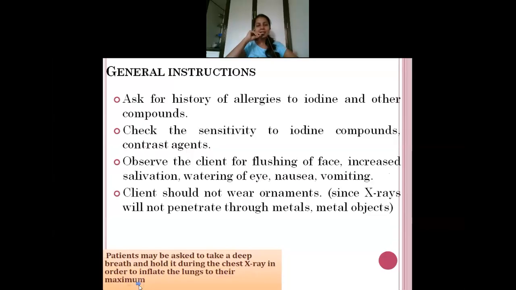For example, when you inject the contrast media to the patient, they may have sudden flushing of the face, or increased salivation, slight feeling of nausea or vomiting, feeling of warmth, a tingling sensation, or watering from the eyes. All these things can be felt, so you have to explain before the procedure. And also tell that the person may need to take a deep breath and hold it for a second or so when they are taking the x-ray image. That will usually be advised by the x-ray technician.